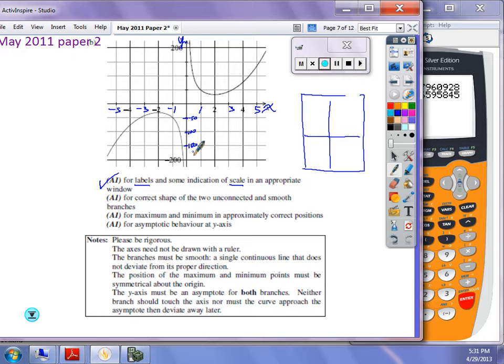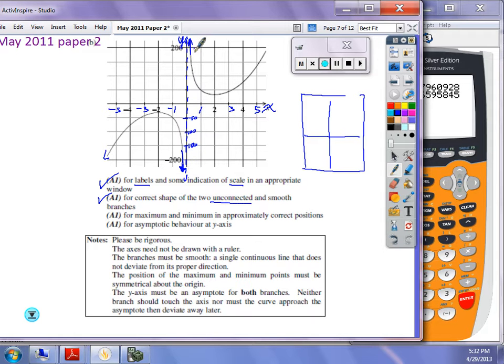Now, they're also giving you a point for the correct shape of the two unconnected smooth branches. The reason that they're emphasizing unconnected is that we've got a vertical asymptote. We know that x can't be 0. We're not allowed to divide by 0. We've got a vertical asymptote at x equals 0, and I'd go ahead and mark that asymptote right there on the graph. You want to show that your graph approaches but doesn't touch or cross over the vertical asymptote.